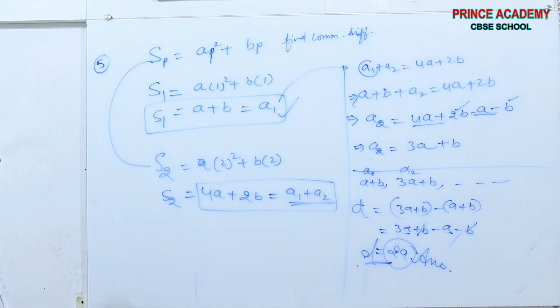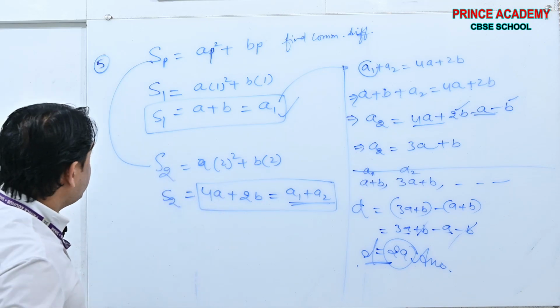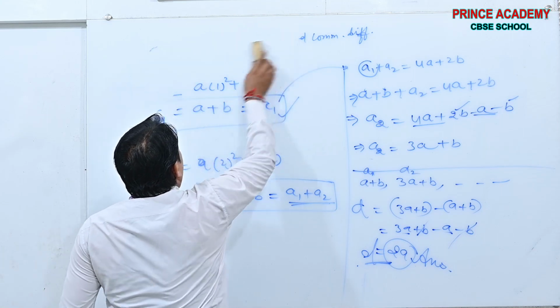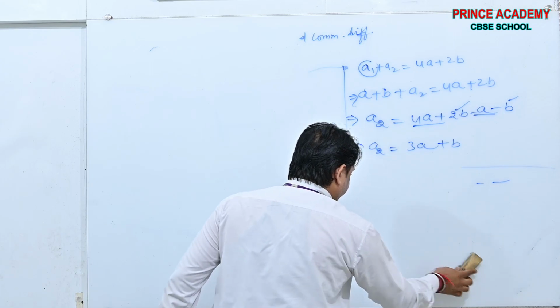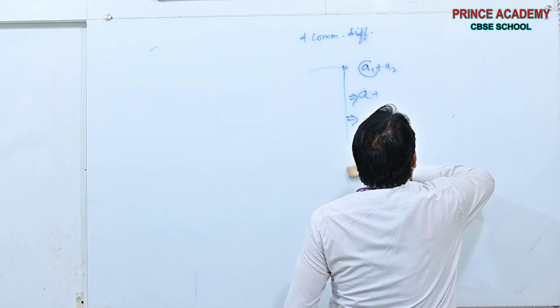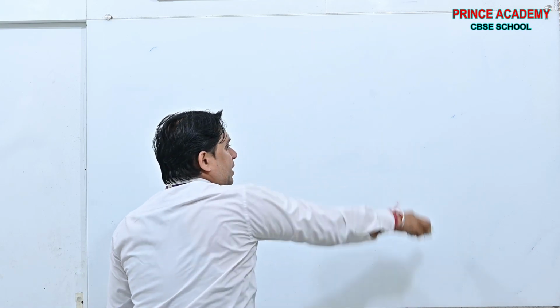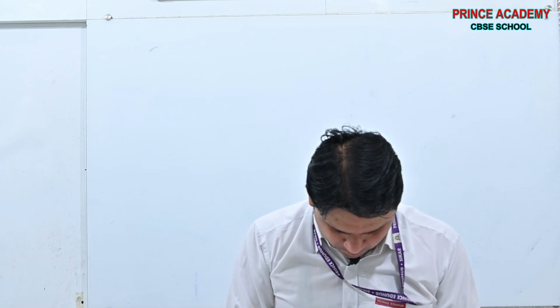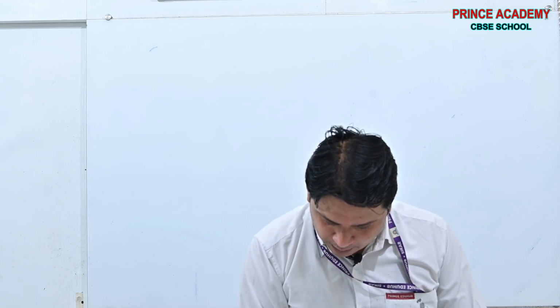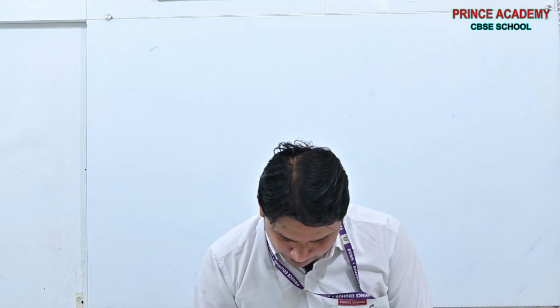Done beta? Everybody take the screenshot. Done? Now next question. Now your next question is question number 6, or whatever is the question number, just see the concepts. Okay, one more question. See beta, there is a question which is based on the middle term of an AP.